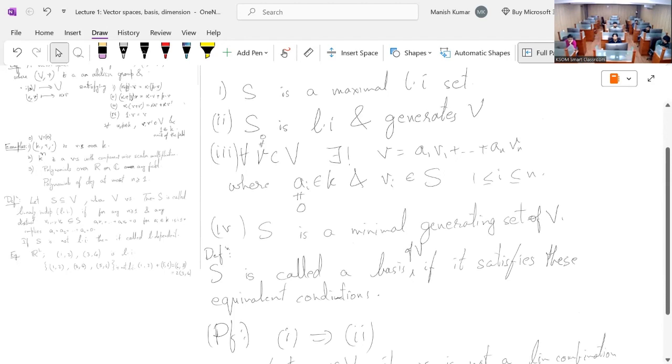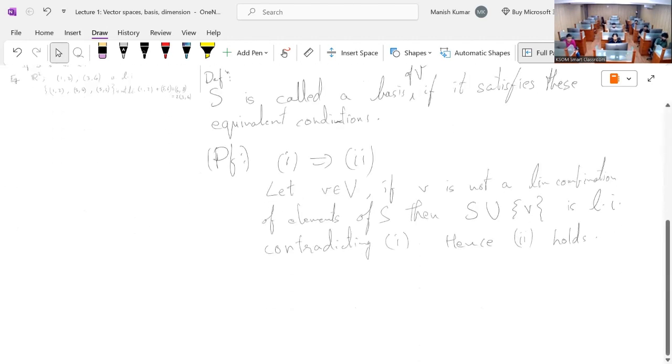So of course, since S generates V, every element you can write as a linear combination of these guys. Yeah. So you can always write any element v in V as a linear combination of these guys. You only have to check that it is unique. So for uniqueness, you'll use linear independence. Yeah. So 2 implies 3.